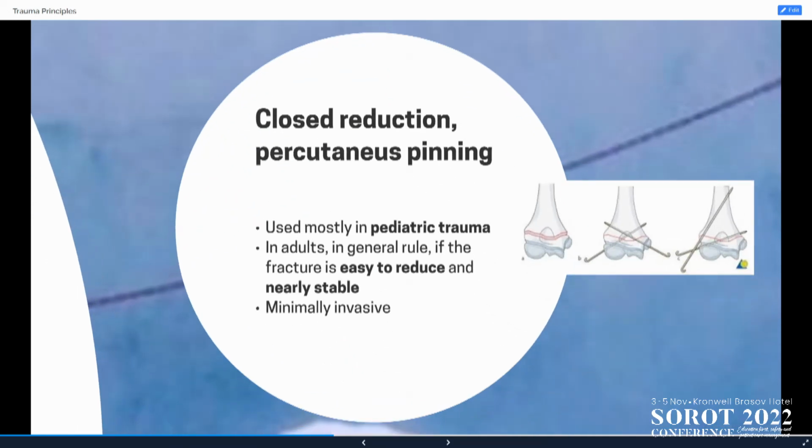Closed reduction and percutaneous pinning. Now it's usually used in pediatric trauma, and in adults, as a general rule, if the fracture is easy to reduce and nearly stable, and of course on small bones.